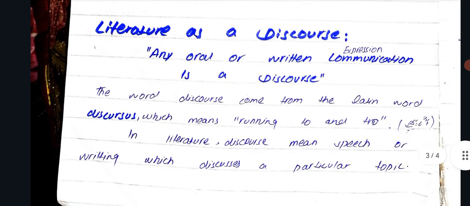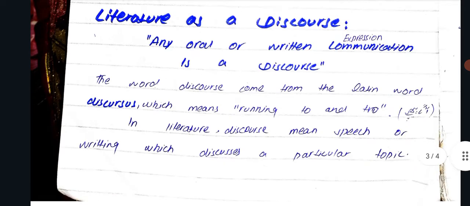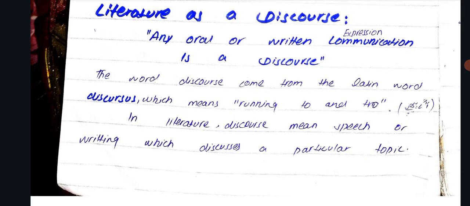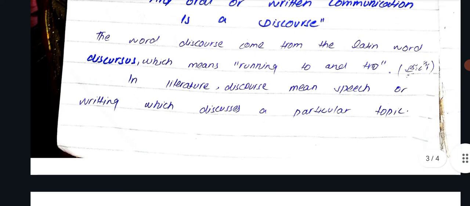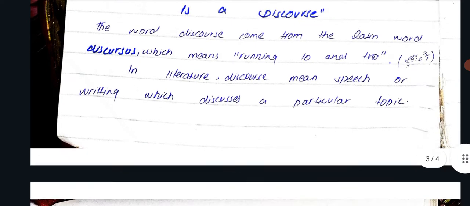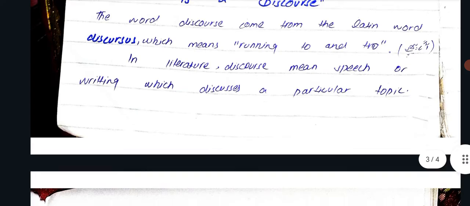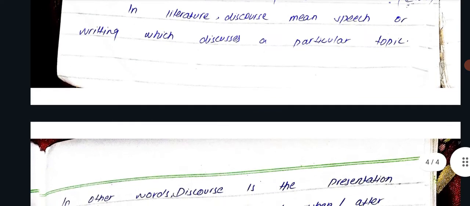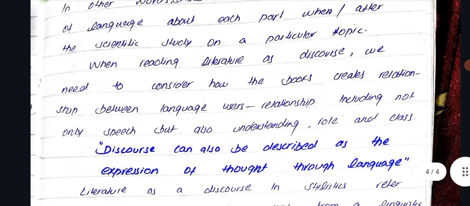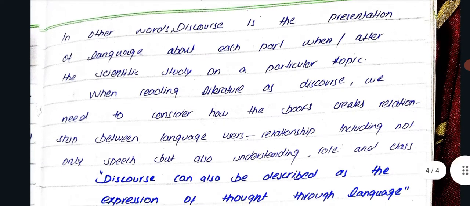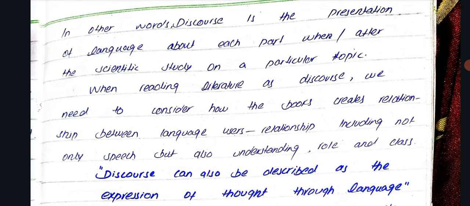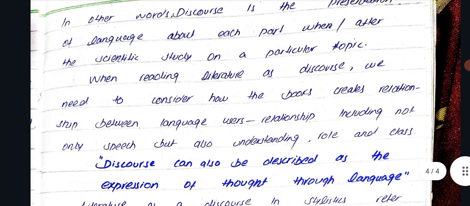Literature as a discourse. Any oral or written expression is a discourse. The word discourse comes from the Latin word discursus, ठीक है, discursus, which means running to and fro. In literature, discourse means speech or writing which discusses a particular topic. In other words, discourse is a presentation of language about a particular topic.